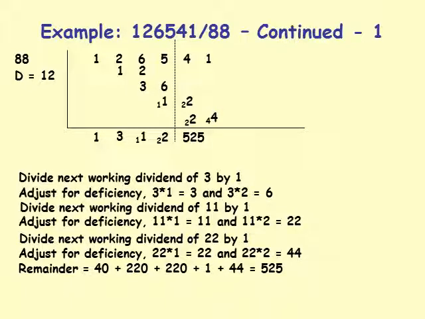Okay, so on the remainder side I have 40, plus 220, plus 220, plus 1, plus 4, plus 44. So 220 plus 220 is 440, 440 plus 40 is 480, 480 plus 44 is 524, plus 1 is 525. So this is 525. I have a remainder of 525. Okay, let's continue.